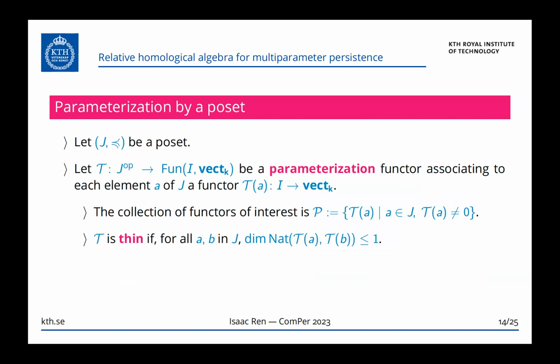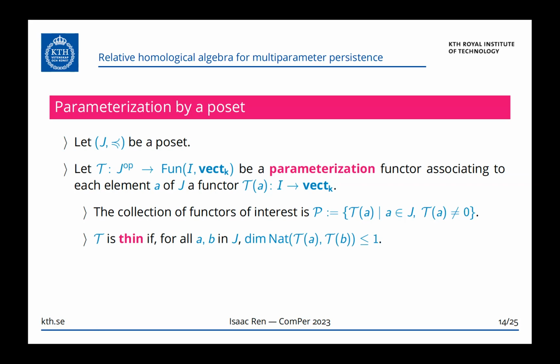So yeah, then we are interested in homological algebra relative to these T of A. And for technical reasons that I won't really get into, T of A might be equal to 0. So we look at P, which is all of the non-zero elements in the image of T.